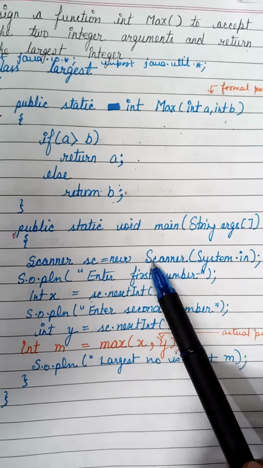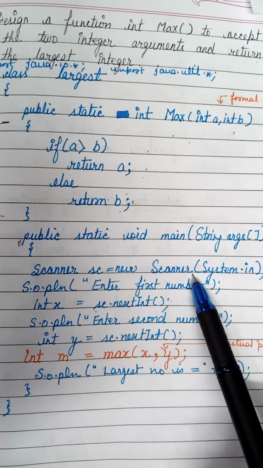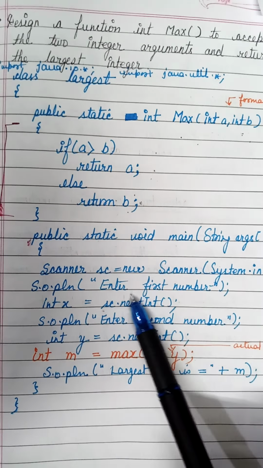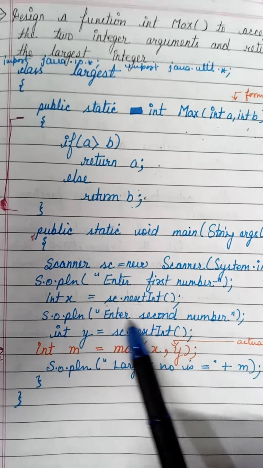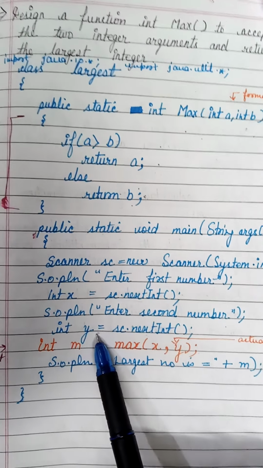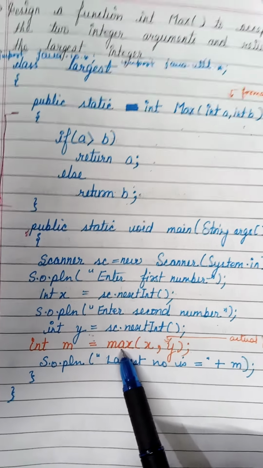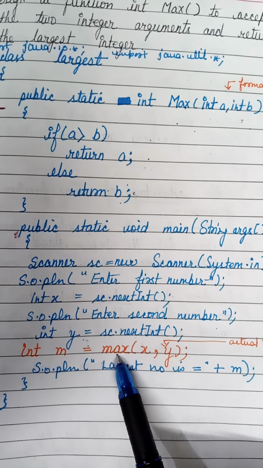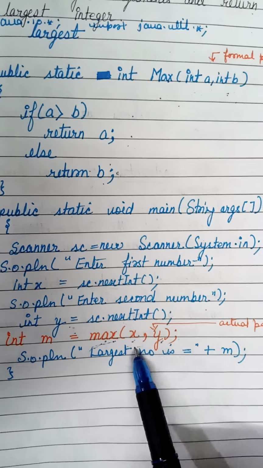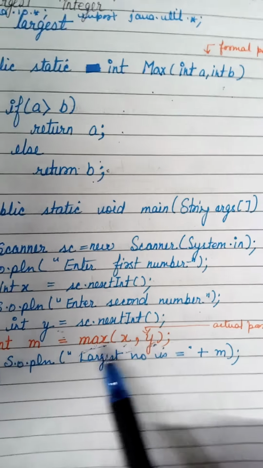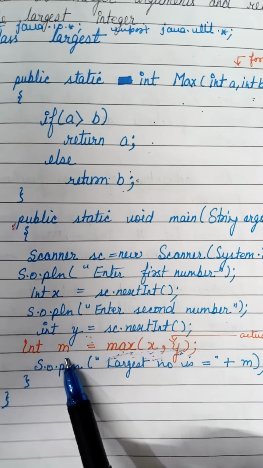In this, what we have to do, we'll create the object of class Scanner, as we have to take input from the standard input device, that is the keyboard. Enter first number, we are reading through sc.nextInt, storing within x. Enter second number, we are getting that number within y. Now we are calling the max function, which will be calculating the largest. We are calling max, providing the two numbers in which we have to find the largest. So this is the function call statement as well as assignment statement.